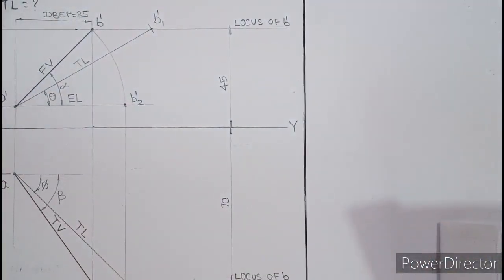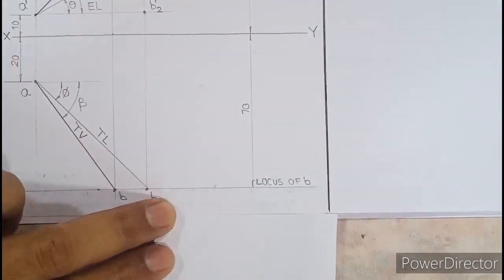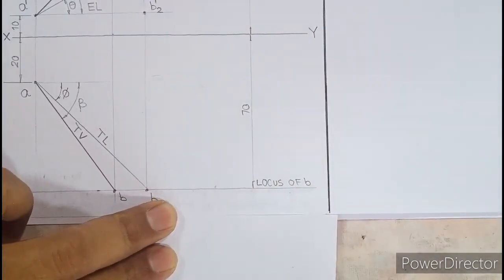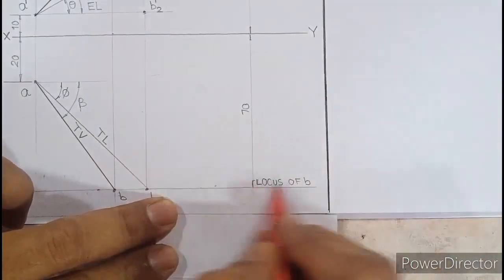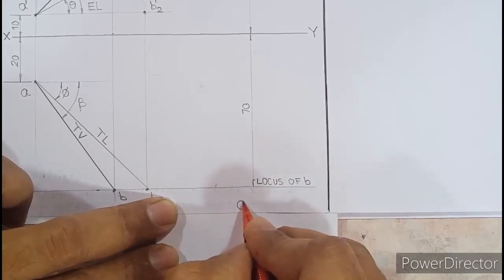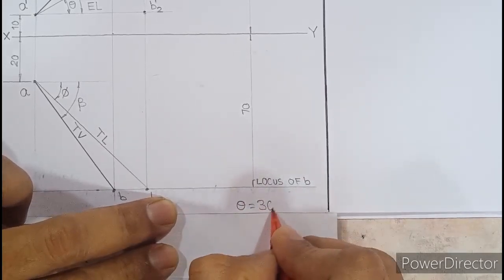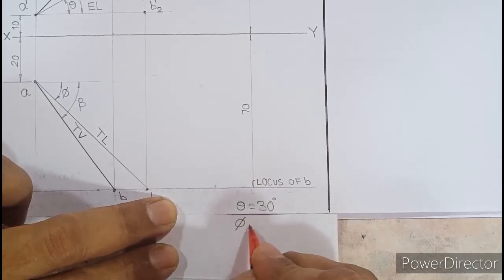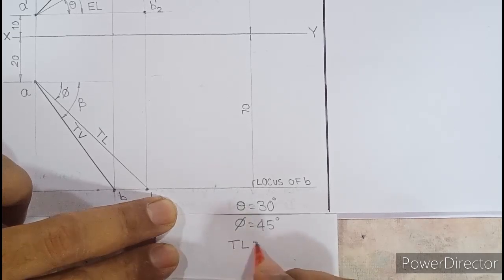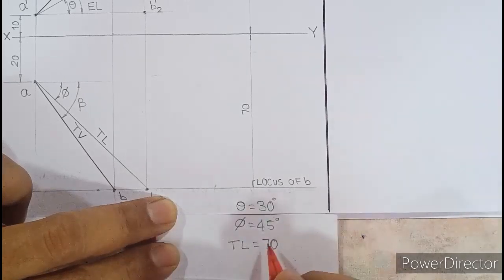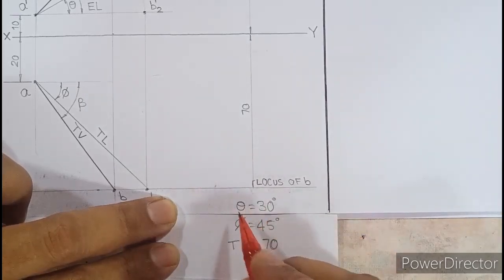Now where we should write all this data, let us see. In the projection of lines topic, the right place to write your answers is by pencil, below locus of B. So what you should do here is write theta 30 degree, phi 45 degree. True length, you need not write millimeter, because we know that the entire graphic is in millimeter, so only 70 is sufficient. By mistake if you write 7, you are out.